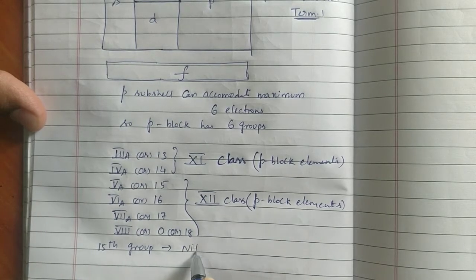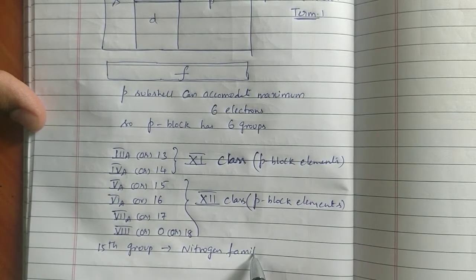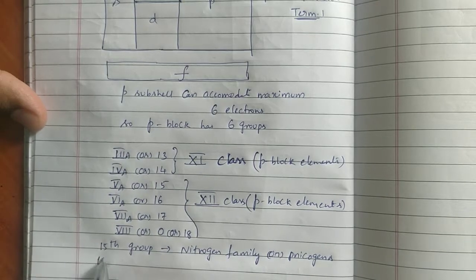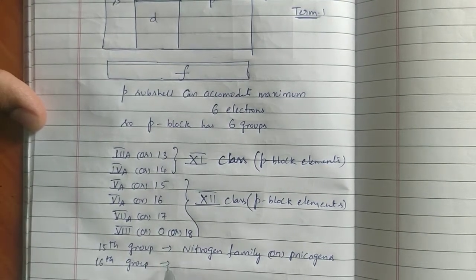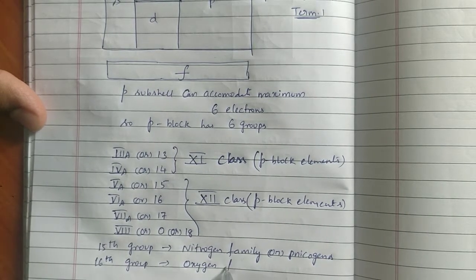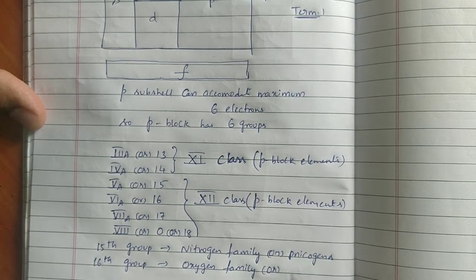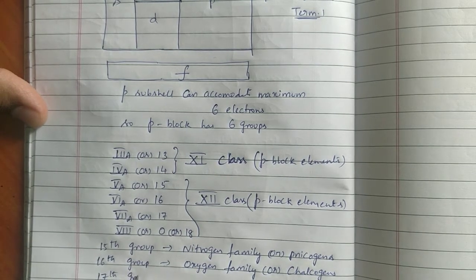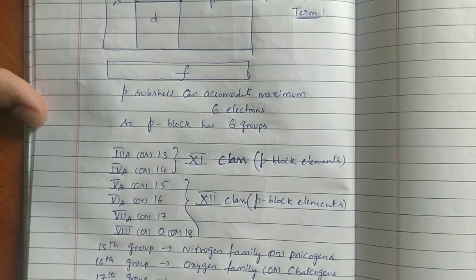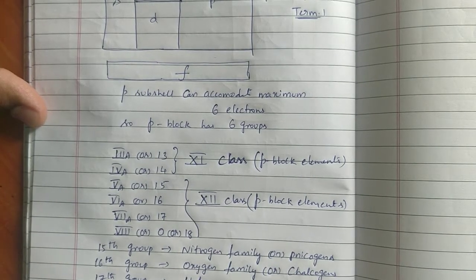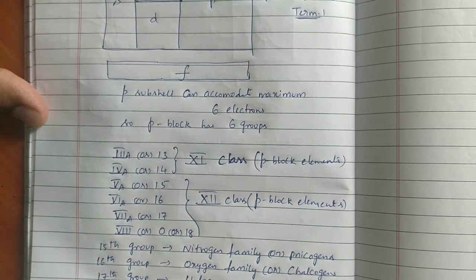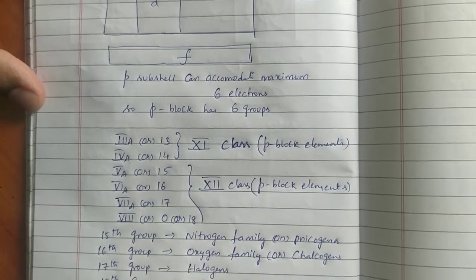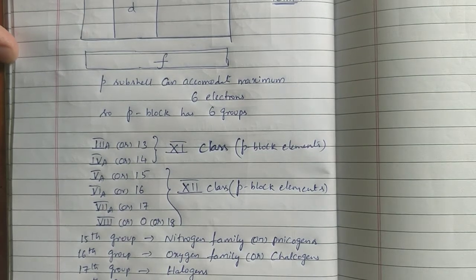The 15th group is called the nitrogen family or pnictogens. The 16th group is called the oxygen family or chalcogens. The 17th group is called halogens, and the 18th group is called inert gases.